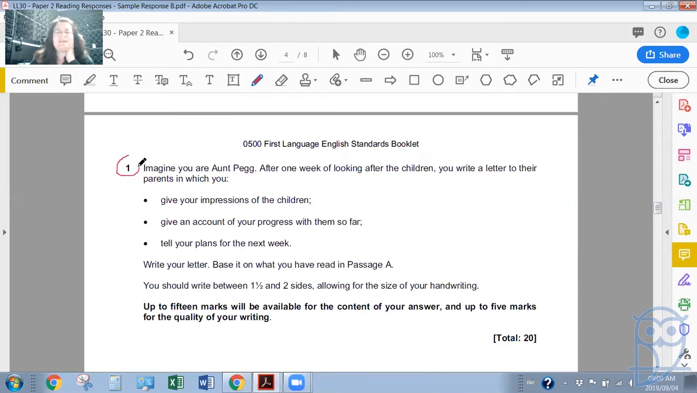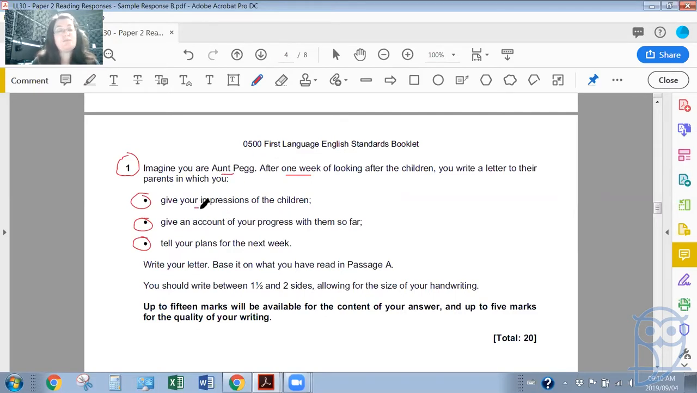Number one, for the reading passage, the first question is that you have to imagine you are Aunt Peg. After 1 week of looking after the children, you write a letter to their parents in which you give your impressions of the children, give an account of your progress with them so far, tell your plans for the next week. So remember, when you get these kind of questions, we always divide them into 3 bullet points. And you have to make sure that the answer you give fulfills each of these criteria in order to get a high mark. Okay. So you have to pretend you're Aunt Peg.